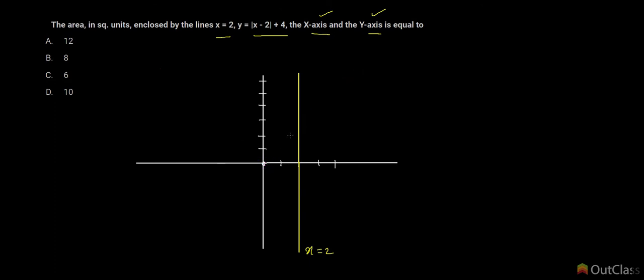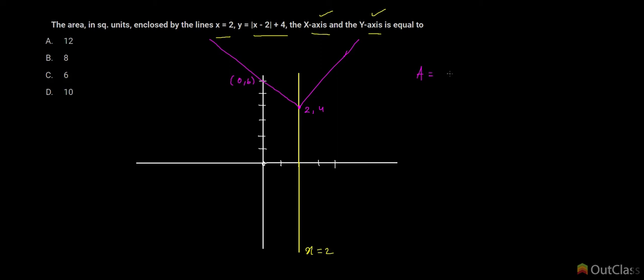So 2, 4, and then V shape. That V is going to pass through this point. This is what it looks like. So this portion is open. You can ignore all of that. The closed figure you want is this trapezium. We can just split it into a rectangle and a right triangle if you want, or you can directly use the trapezium formula. This point is 2, 4. This point is 0, 6.